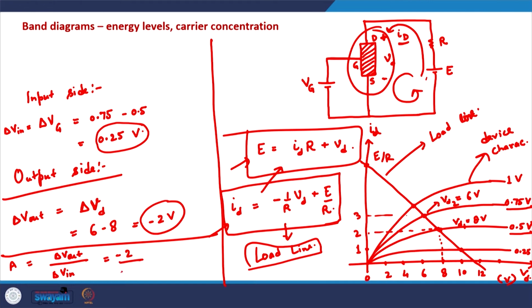So, which means that the gain or the amplification is minus 2 divided by 0.25. So, it is around minus 8. So, the change in the output voltage is 8 times as compared to the change on the input voltage. So, only a small change here, only a small signal here is actually reflecting as a large signal here, and that is the amplification mechanism, that is very qualitatively the amplification mechanism of the transistors, especially the field effect transistors.